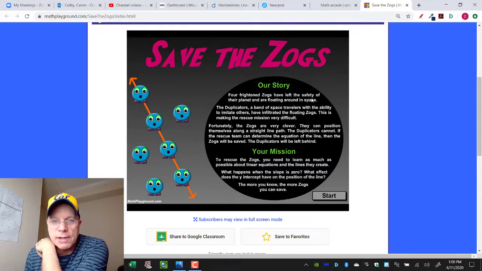Four frightened Zogs have left the safety of their planet and are floating around in space. The Duplicators, a band of space travelers with the ability to imitate others, have infiltrated the floating Zogs. This might remind you of the Wumps and the imposters, but it's dealing with a totally different type of math, with the same kind of idea for the story. Fortunately, the Zogs are very clever. They can position themselves along a straight line path like these four Zogs. The Duplicators cannot. If the rescue team can determine the equation of the line, then the Zogs will be saved and the Duplicators will be left behind.